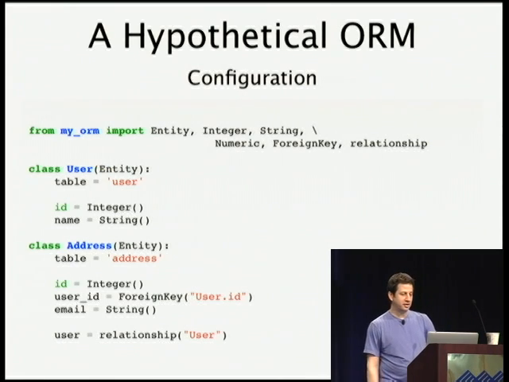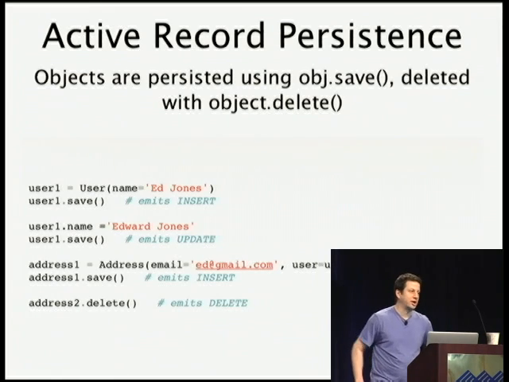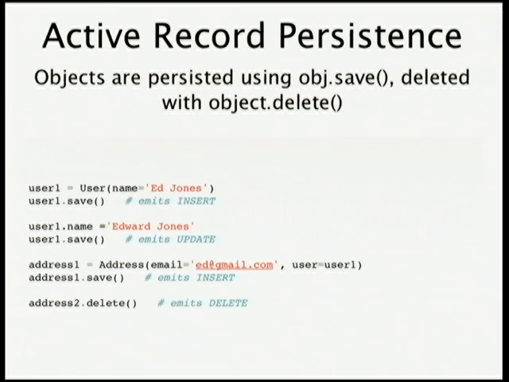Address.user is a many to one. If we had a user.addresses, that would be one to many. And let's say that we're using a system called active record persistence, which means we're going to start seeing what it looks like when we don't have a session.